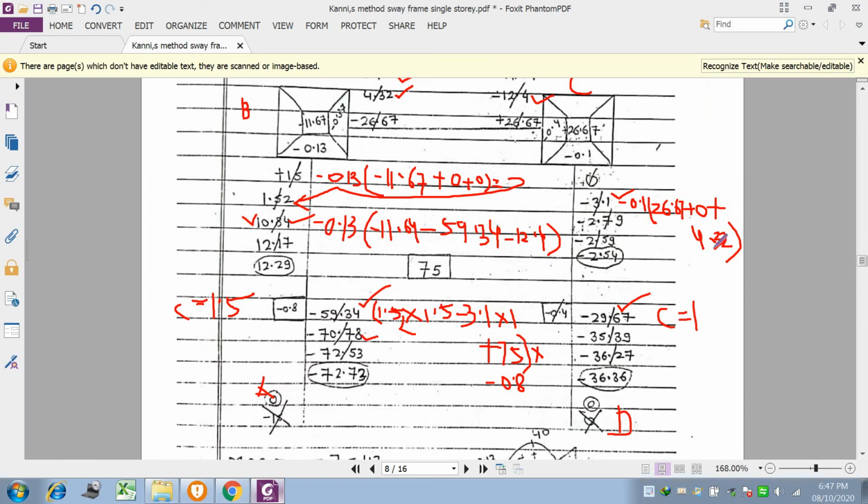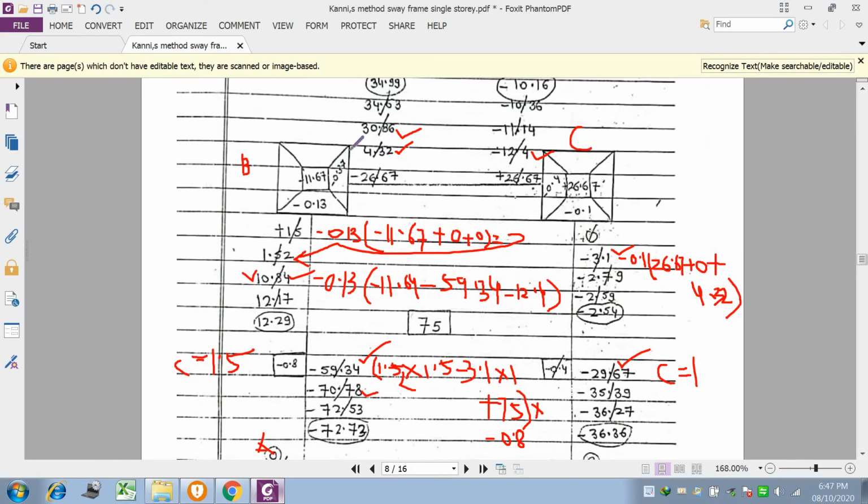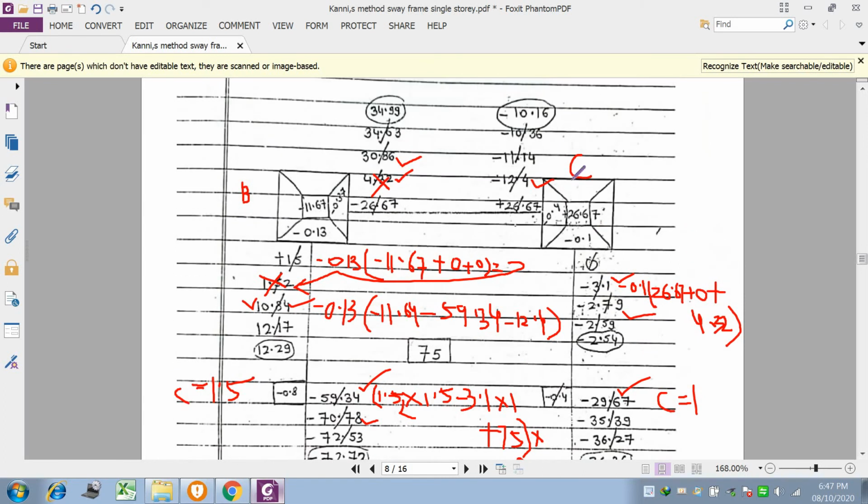Then plus this value we have already calculated, so no need to consider this. We have to consider this value 30.86 here. So 26.67 minus 29.67, then plus 30.86 into minus 1, you will get the answer as 2.79. Similarly here also, instead of minus 0.1 you can write minus 0.4 outside the bracket. Rest of the calculations are the same, you will get the answer as minus 11.14.